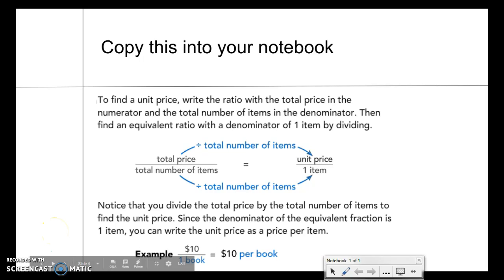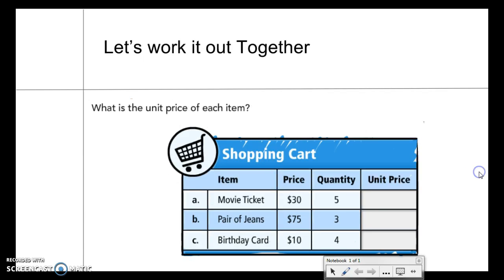Now, the bottom part says, notice that you divide the total price by the total number of items in order to find the unit price. Since the denominator of the equivalent fraction is one item, you can write the unit price as a price per item. So here's an example, $10 for one book. That's a unit price, okay? Finish copying this down and push play when you're ready.